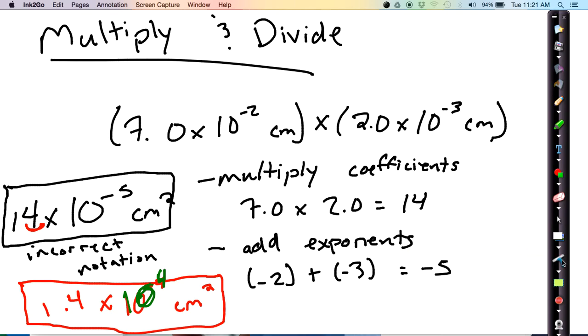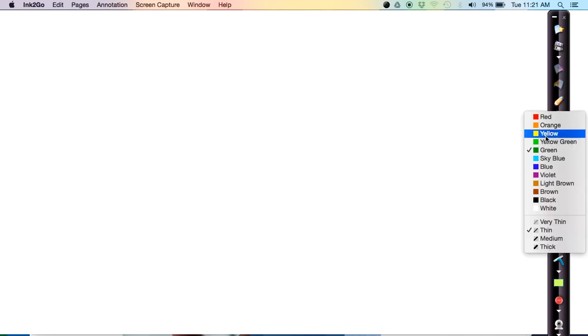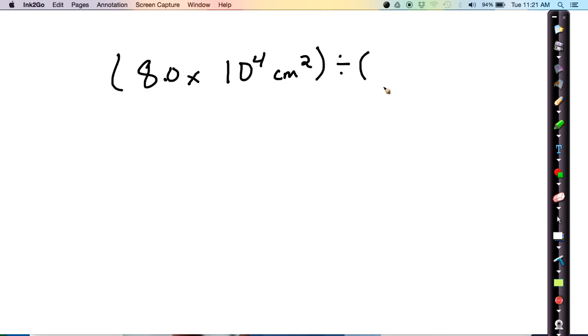Division is pretty similar. So let's take a look at a case of division. Let's say that I have a measurement of, let's keep it with area here. Let's say we have 8.0 times 10 to the 4th square centimeters. And I'm going to divide that number then by a length. I'm going to divide by, let's go 4.0 times 10 to the 3rd centimeters. So I'm trying to divide these two measurements that are expressed in scientific notation.